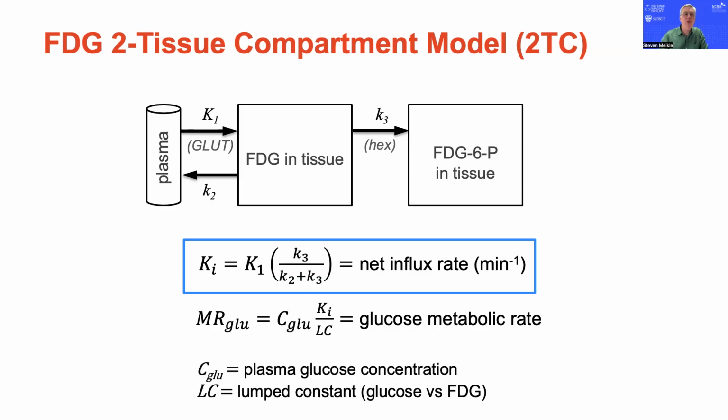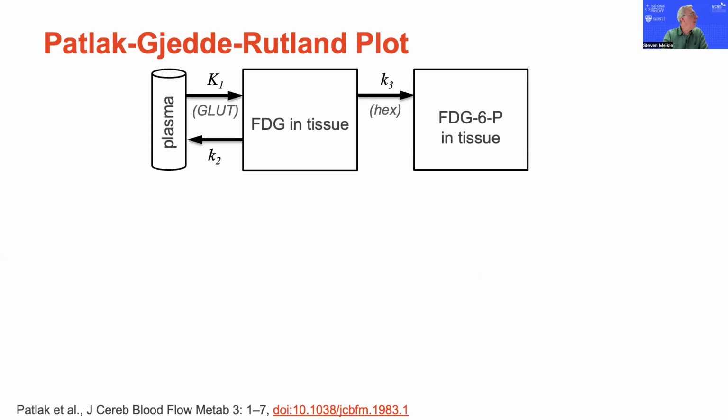All right. So we're going to just talk about a very common method of estimating that same parameter Ki for FDG, the net influx rate constant. And that's called the Patlak plot, or to be fairer to the three people that all contributed to the development of this method, it's really Patlak, Gjedde, Rutland plot.